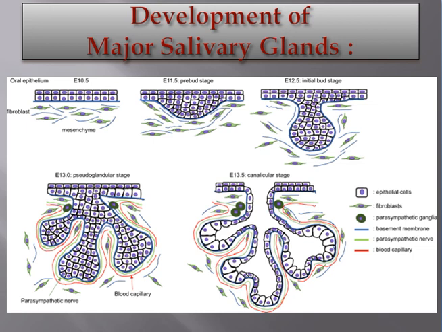The first stage is bud formation, then epithelial cord formation, the next stage is branching and glandular differentiation, then canalization and cytodifferentiation, as you can see on this slide. The parotid is ectodermal, while the submandibular and sublingual glands are endodermal in their origins.